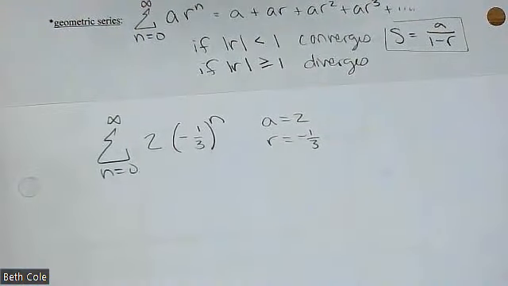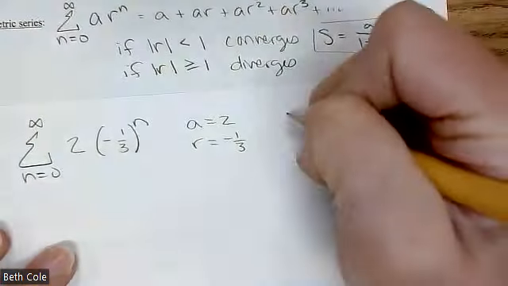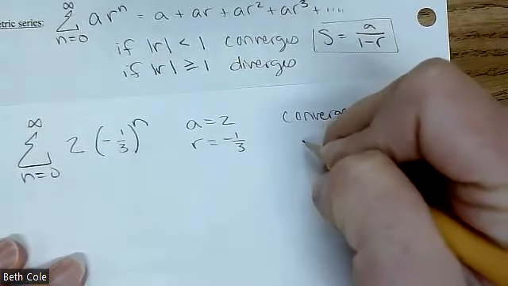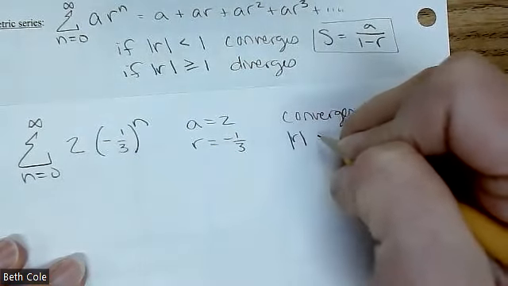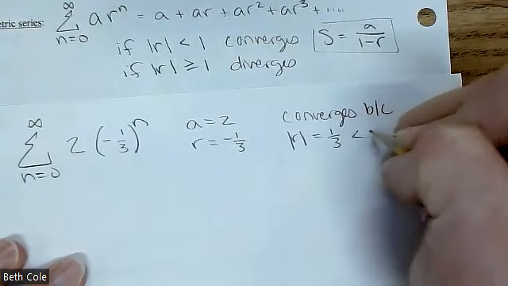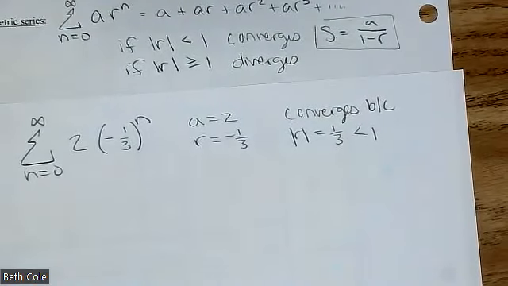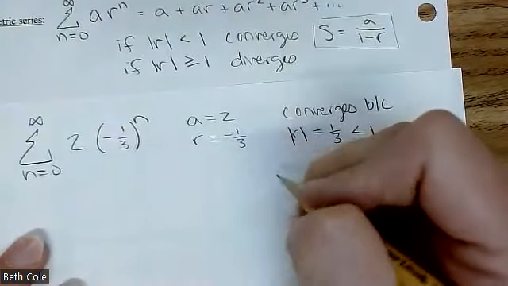Is it going to converge or is it going to diverge? That's the next question. You would say it converges because the absolute value of r is a third, which is smaller than 1. Great. Now we can actually get the answer. We said it converges, so we can get the answer.